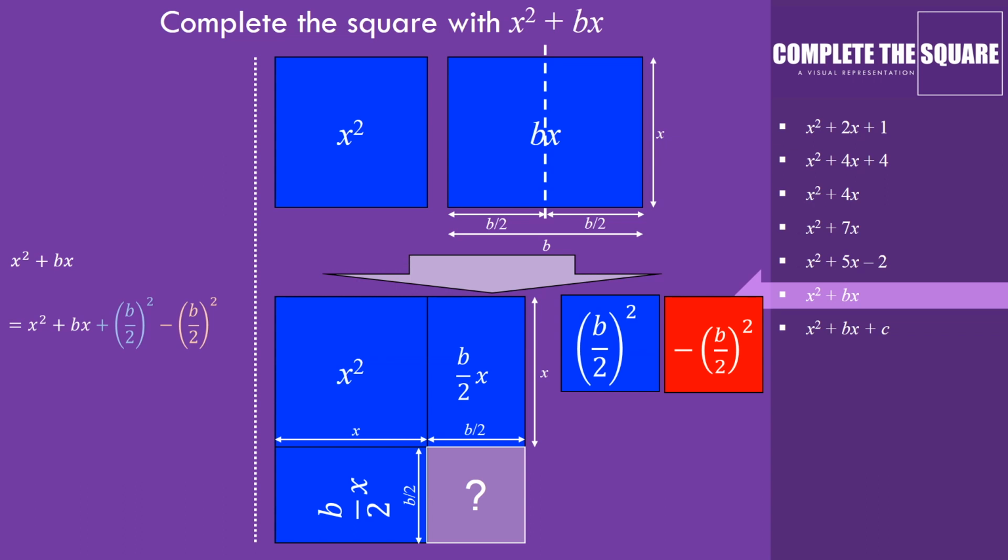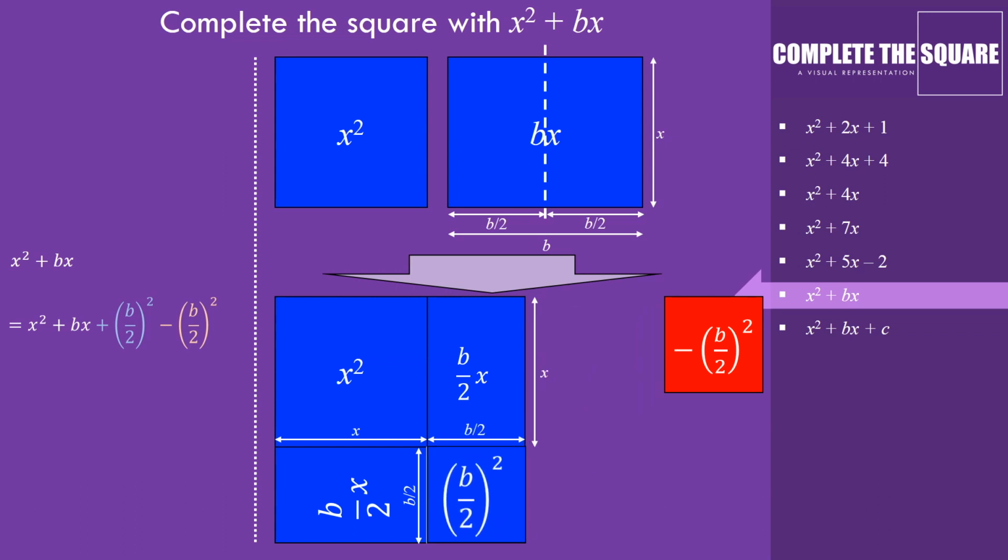The algebraic expression now becomes x squared plus bx plus (b over 2) squared minus (b over 2) squared. When we move the smaller square into the gap, the larger square of length x plus b over 2 is now formed. Algebraically, it is made up of the first three terms in the expression, hence its final expression, (x plus b over 2) squared minus (b over 2) squared.